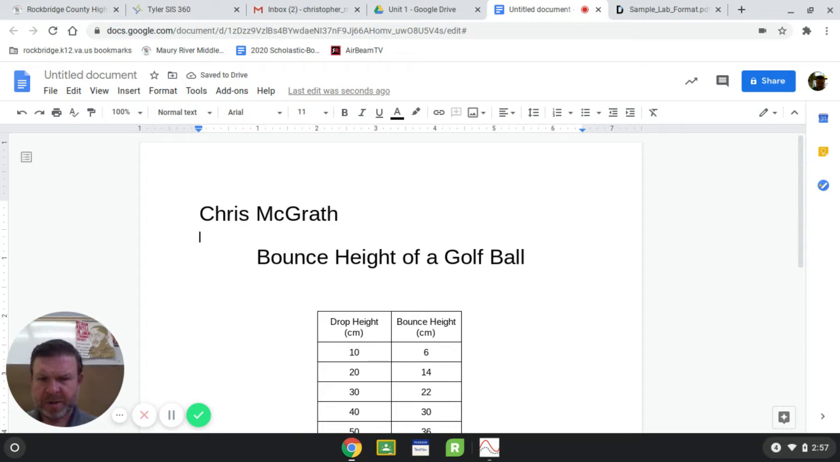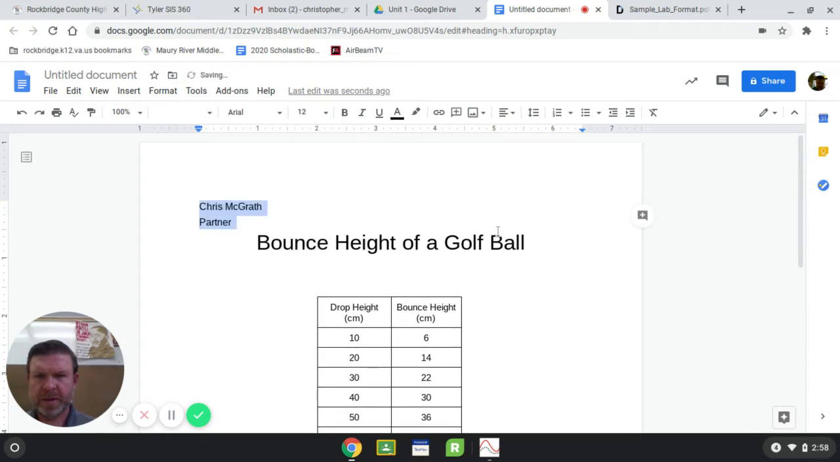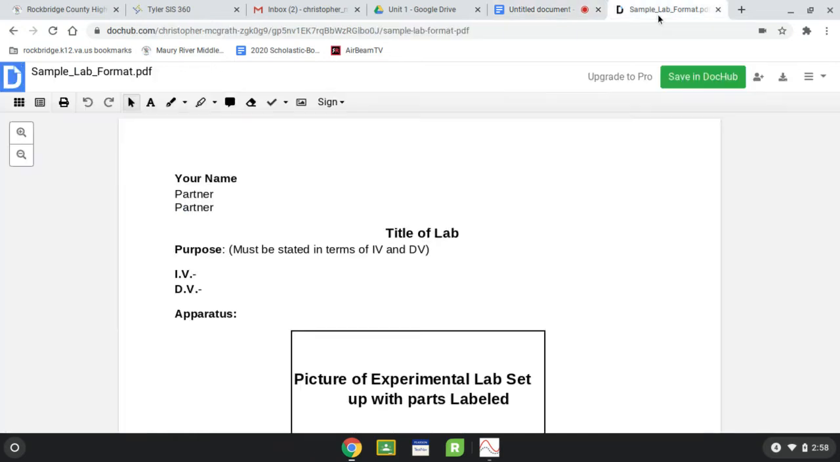And who are my partners? Say my partner is named partner, and maybe I have more lab partners. And then I want to just go ahead and make this all the same font size. There we go. That's better. Okay, looks good so far.